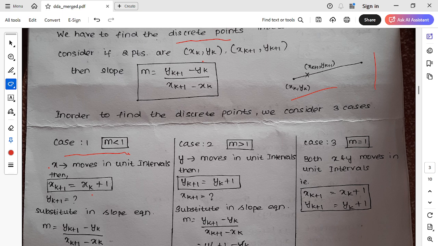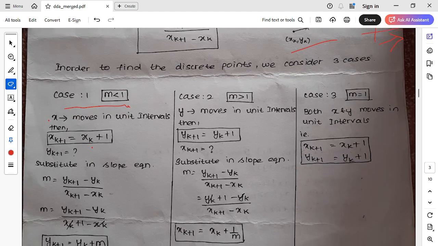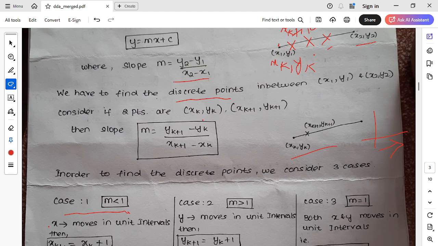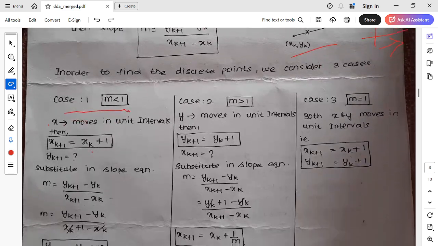So I'm going to move x in the unit intervals. Then I'm going to find the value for yk plus 1. How I'm going to find the value for yk plus 1 is, I'm just going to substitute in the slope equation. So what is the slope equation here? m is equal to yk plus 1 minus yk divided by xk plus 1 minus xk.